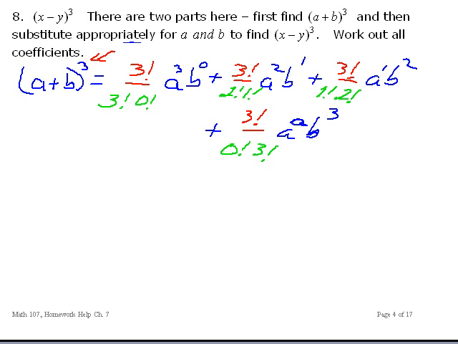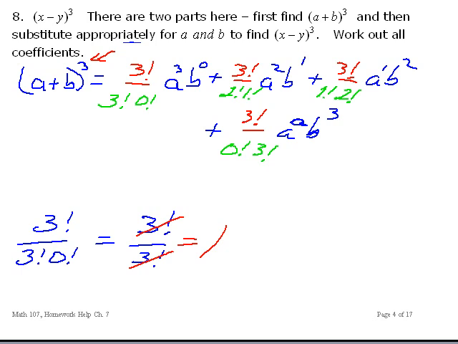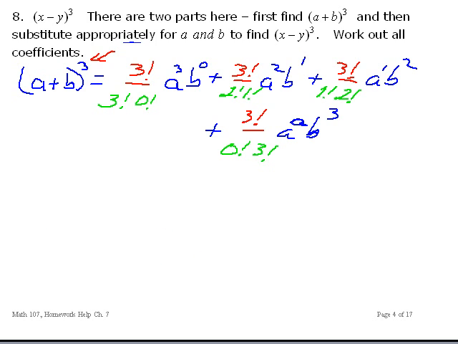So for the first term, I have 3 factorial over 3 factorial times 0 factorial. 0 factorial is 1. So this is 3 factorial over 3 factorial. Those cancel. That's 1. B to the 0 is 1. So here's that first term. It's a cubed.